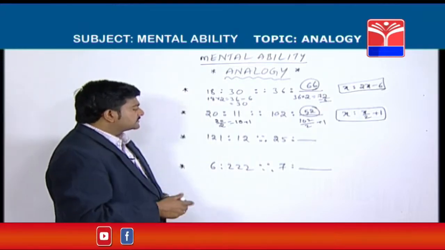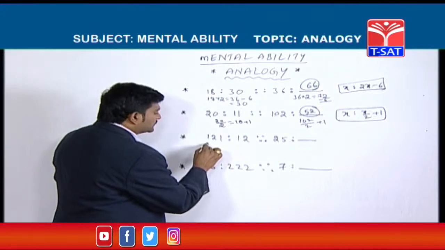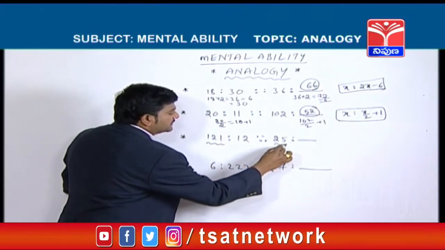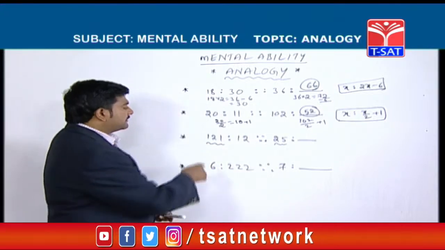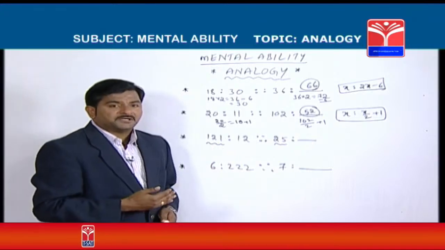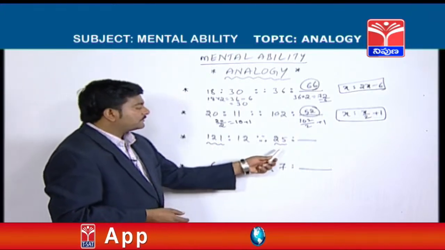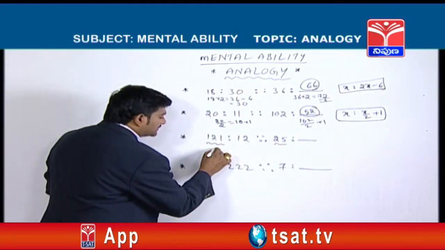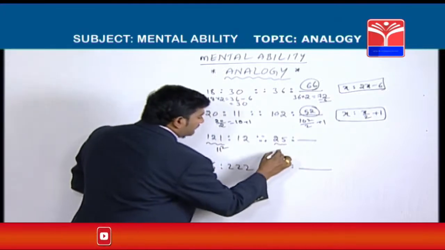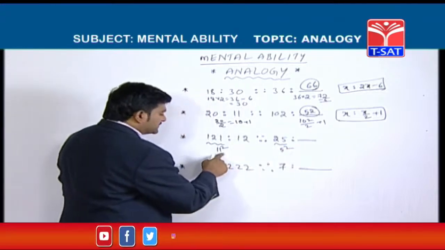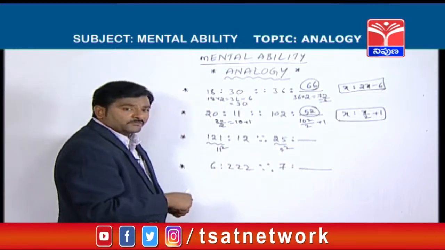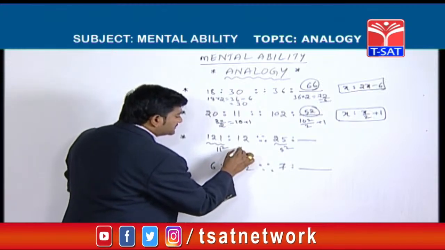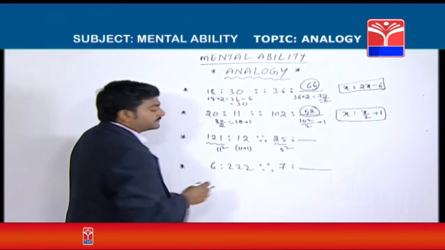Now focus on this. By observation, usually if you know the squares concept, you will get the idea here. See 121. 121 means what can you write here? 11 square we can write. 25 means what can you write? 5 square we can write. So similarly, what does it mean? 11 square, whereas here 5 square. If it is 11 square, how much is there? 12 there. So what does it mean? 11 square means 11 plus 1.